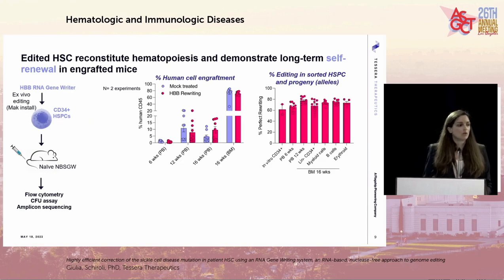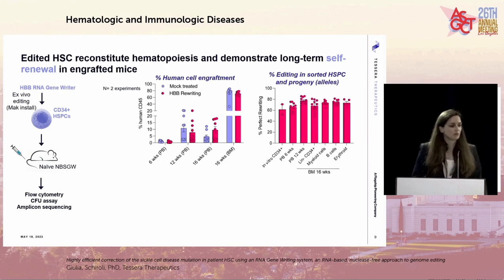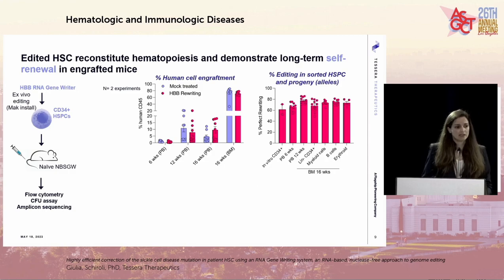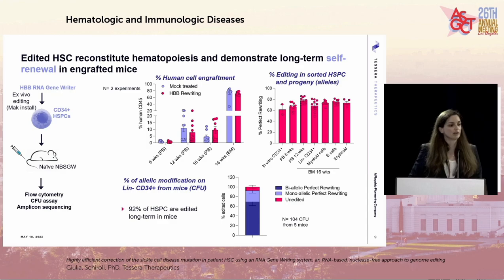We then went on and validated the long-term reconstitution potential of our treated cells by performing xenotransplantations into hematochimeric mice. This is a pool of 2 independent experiments. As you can see, we observed no difference in engraftment levels measured over time and long-term in the bone marrow. And nicely, we were able to confirm high and stable levels of editing from in vitro to in vivo, and then in bone marrow in lineage-negative CD34 positive cells and all their multilineage progeny, thus demonstrating that our technology doesn't influence HSC long-term self-renewal.